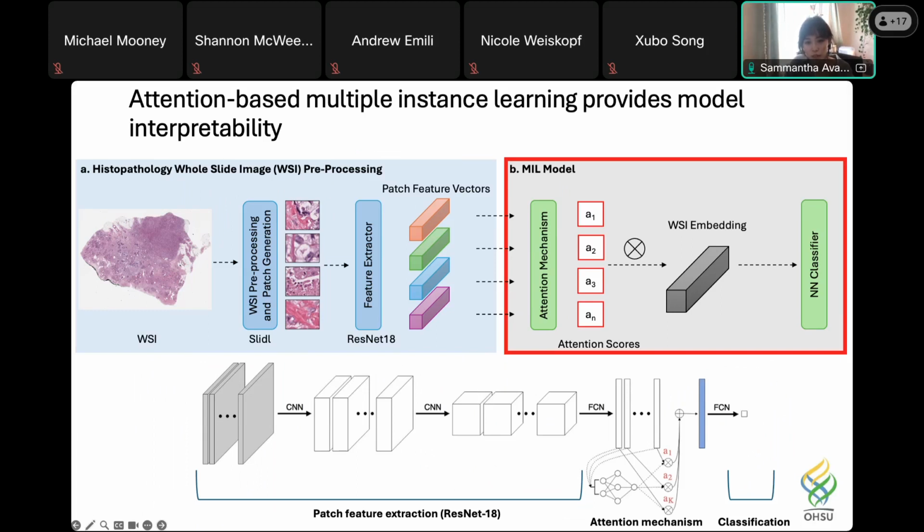And so overall, what this attention-based multiple instance learning model allows us to do is to really capture a holistic view of the tissue while emphasizing these relevant regions for basal versus luminal classification. And then therefore this does improve model accuracy as well as the model's interpretability.